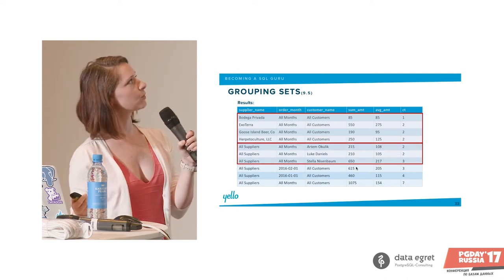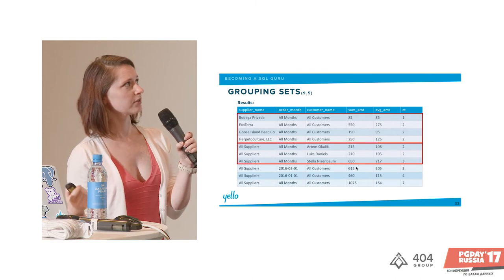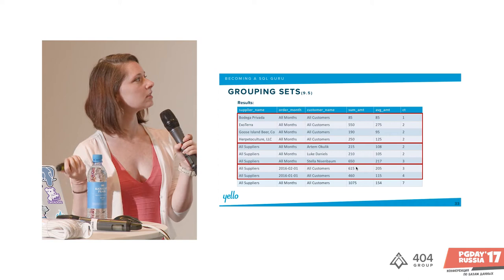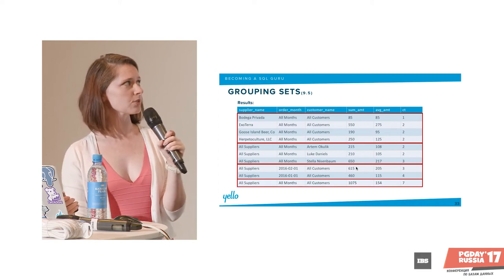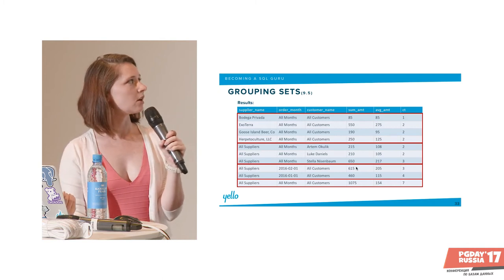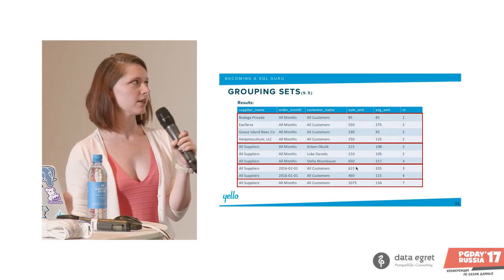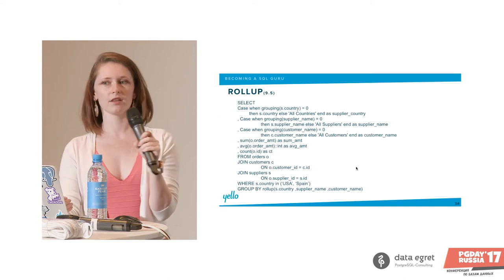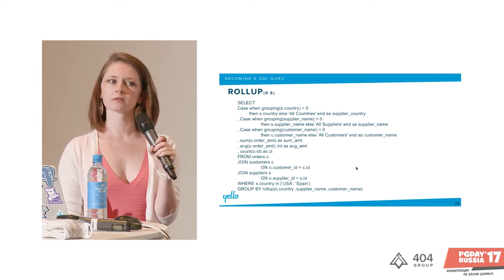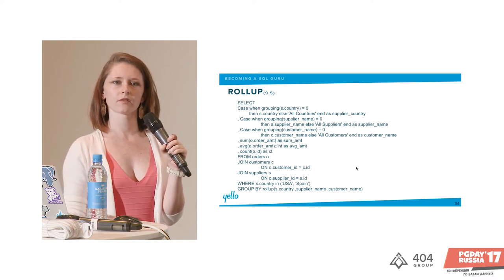For our initial grouping, we see the supplier name, and for month and customer name, it says all customers and all months. Same thing for customers. We get the customer name, all suppliers, all months. Specific months, all suppliers and all customers. And then across the entire set. Does that make sense? Any questions on this?